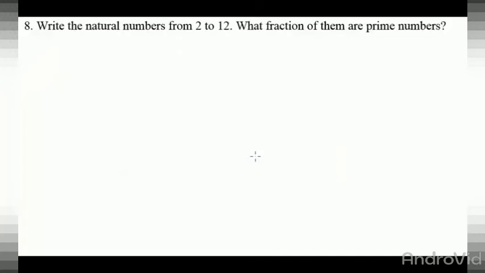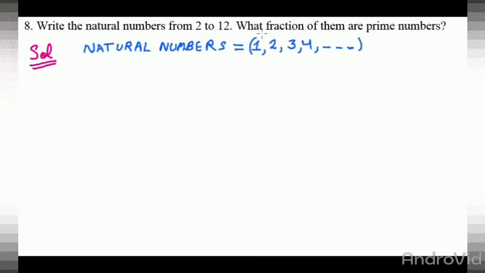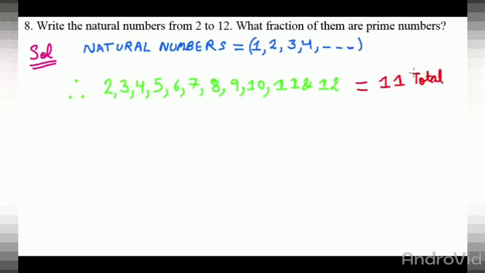Question 8. Write the natural numbers from 2 to 12. What fraction of them are prime numbers? So we are required to write natural numbers from 2 to 12 and we have to present them as a fraction based upon prime numbers. So natural numbers are those numbers which start from 1 and go to infinity, that is countless. So these are all natural numbers from 2 to 12 and these are total 11 in number.